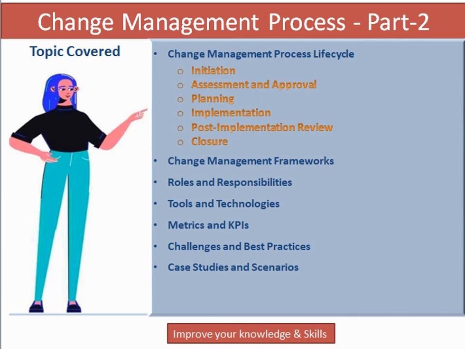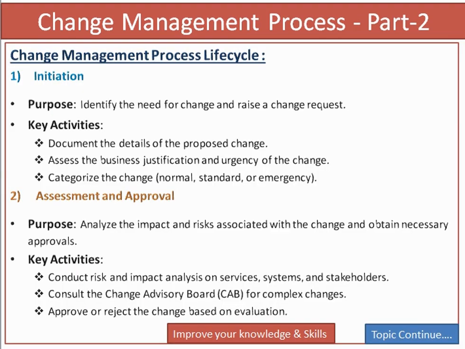So for the first point, change management process life cycle. In the change management process life cycle, there are six stages. Initiation: the purpose is to identify the need for the change and raise a change request. Key activities involve documenting the detail of the proposed change, assessing the business justification and urgency of the change, and categorizing the change as normal, standard and emergency.